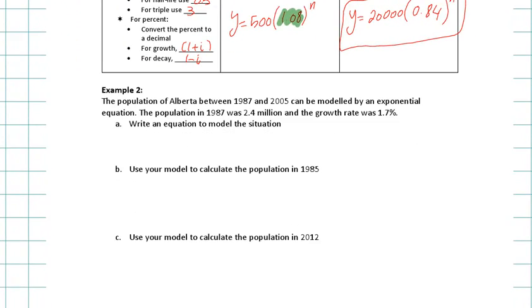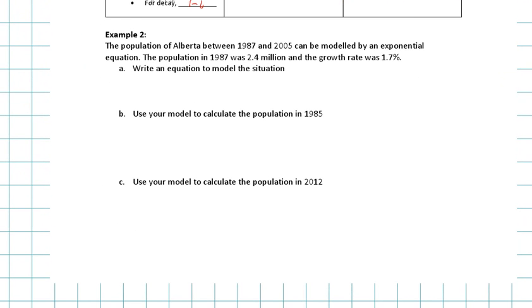Okay. So the population of Alberta between 1987 and 2005 can be modeled by an exponential equation. The population in 1987 was 2.4 million, and the growth rate was 1.7%. Write an equation to model the situation. So it's going to be one of the growth or decay. Which one is it? Growth or decay? No, it's growth, because it says growth rate.